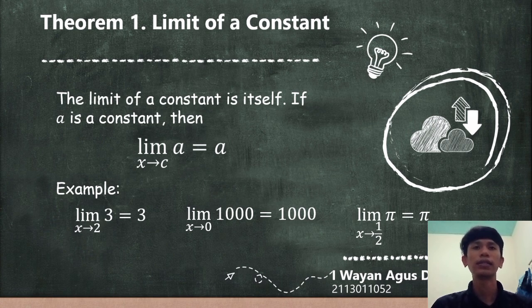Another example is the limit of 1000 as x approaches 0 is equal to 1000. And there is the last example. The last example is the limit of p as x approaches 1/2 is equal to p.